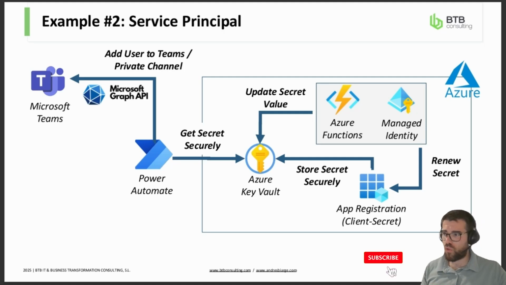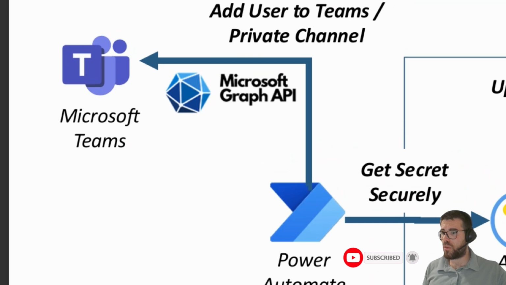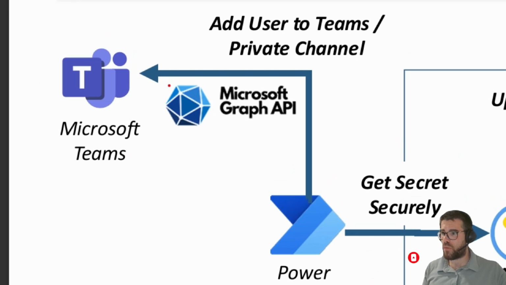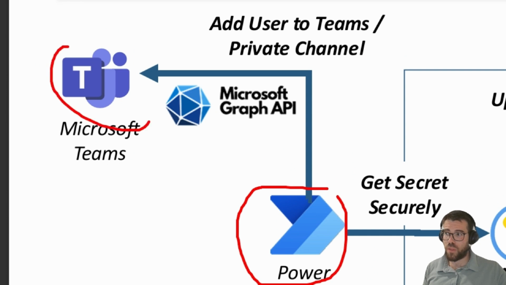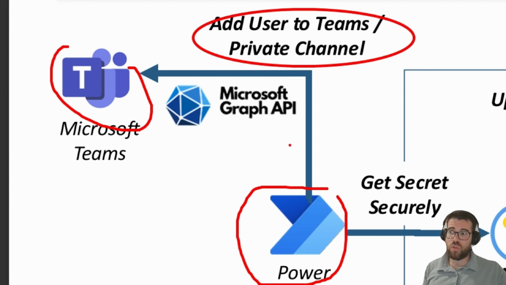Now let's switch gears to a scenario where we do need to use that service principal. And here, if we just take a look at this part and focus over here, we see that we still have Power Automate, still have Teams. And what we need to do instead of posting a Teams message is adding the user to a team. And to do that, in this scenario, we need Microsoft Graph API. So instead of using the connector, we use the Graph API to perform this action.